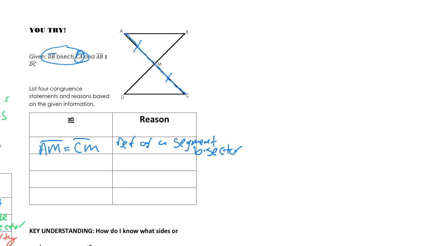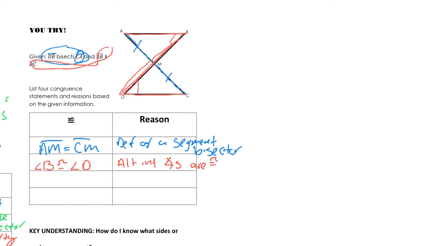All right, then they give me AB's parallel to DC. So this line's parallel to this line. Well, if I made a Z, I know my alternate interior angles are congruent. So angle ABM, or I could just write angle B, is congruent to angle D. And that's because alternate interior angles are congruent. And we learned that in our parallel lines unit, unit 3.